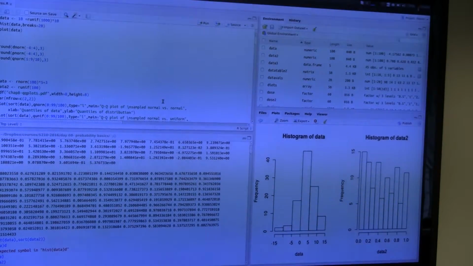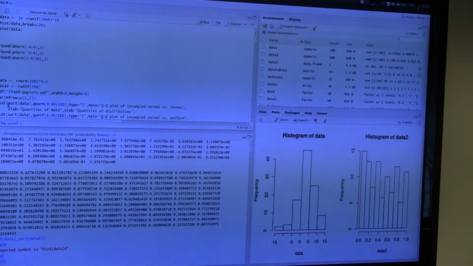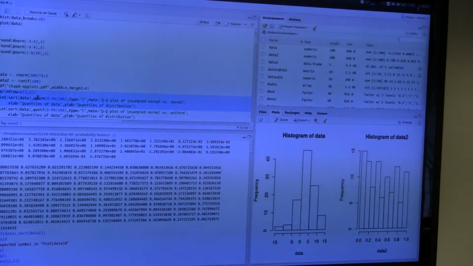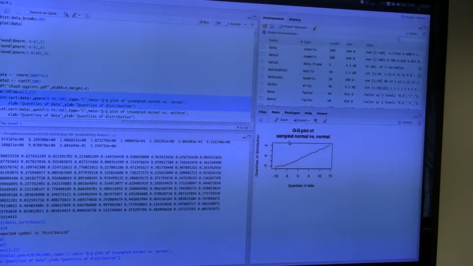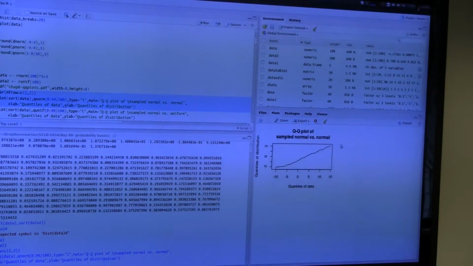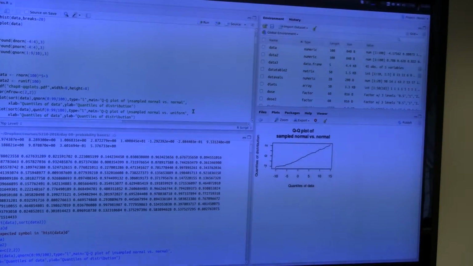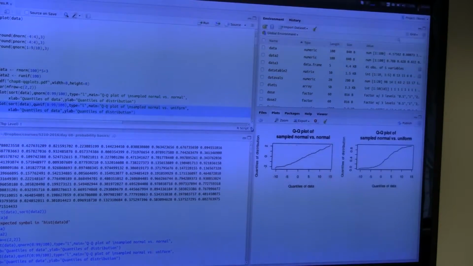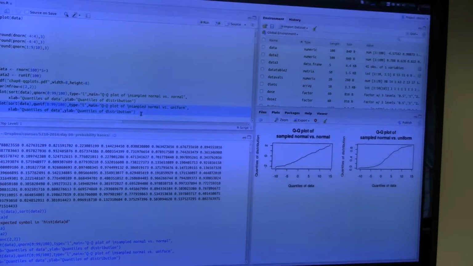But instead of plotting data against one another, I could plot against the quantiles of the normal distribution. And so here I can take data sampled from a normal distribution and plot it against the quantiles of the normal, and it's not a perfectly straight line, but it's roughly straight. If I plot it against the quantiles of uniform, we see that same S-shaped curve.